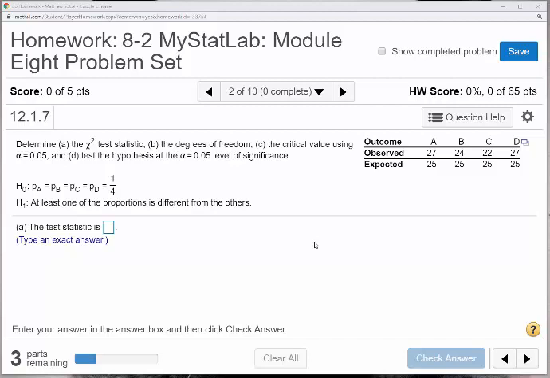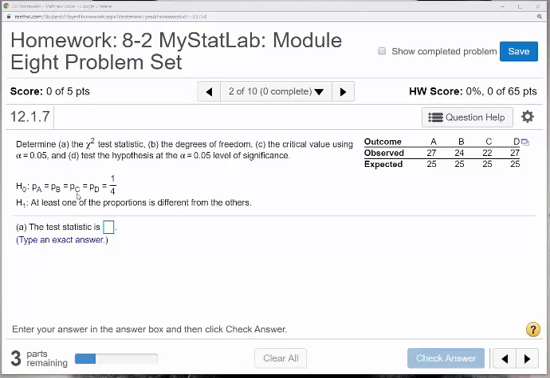problem number 2 from your homework. And this involves using what's called a chi-squared test. Okay, so you open up problem 2 and it says determine x squared. This is actually called a chi-squared test statistic. It's called the degrees of freedom. The critical value using alpha is equal to 0.05. And then finally D, let's test this hypothesis here at the alpha is equal to 0.05 level of significance.